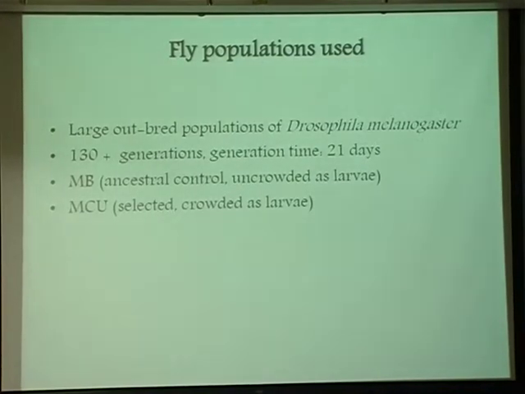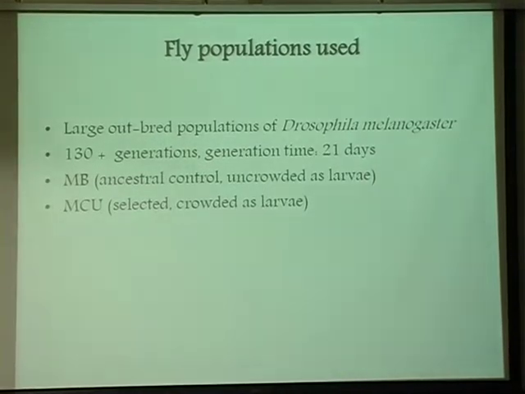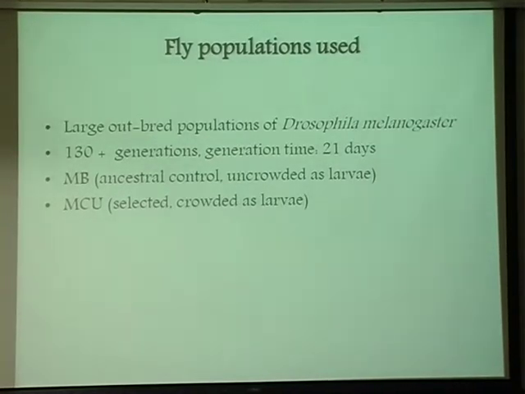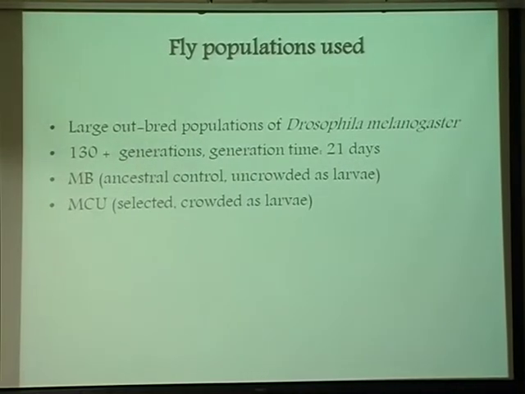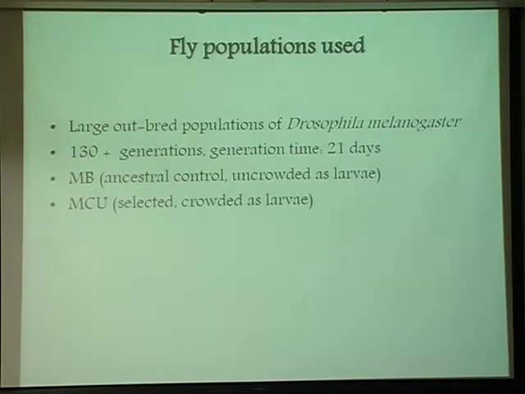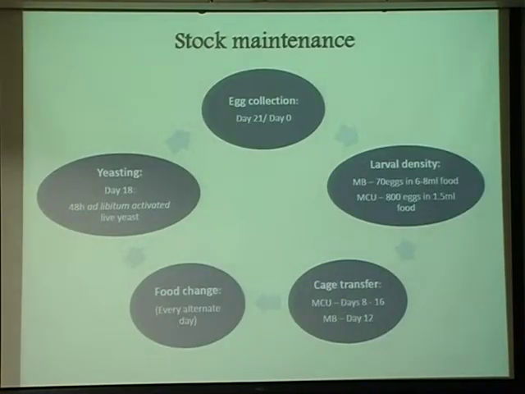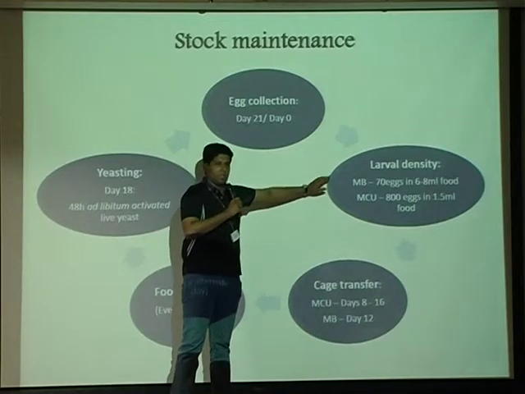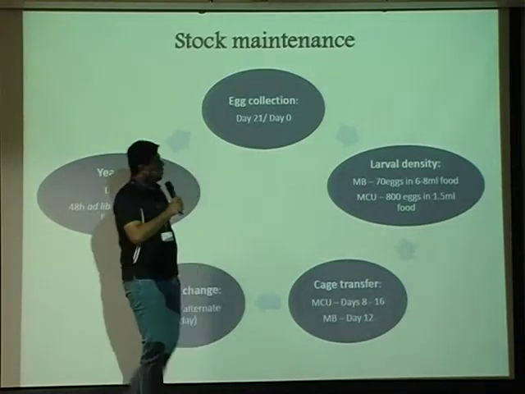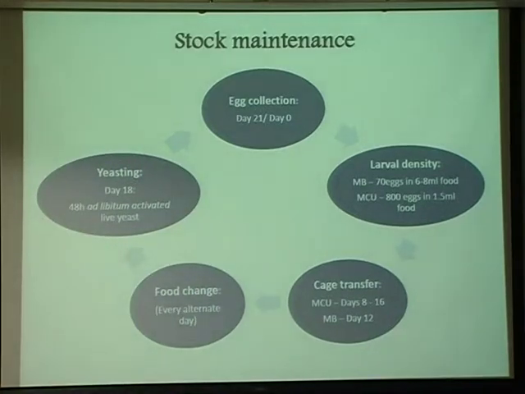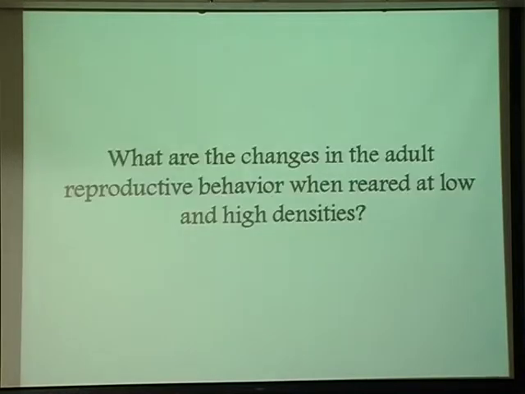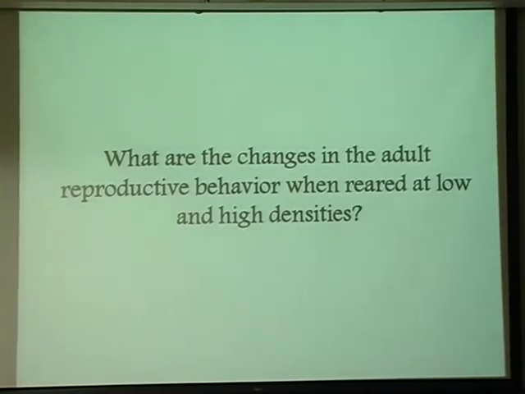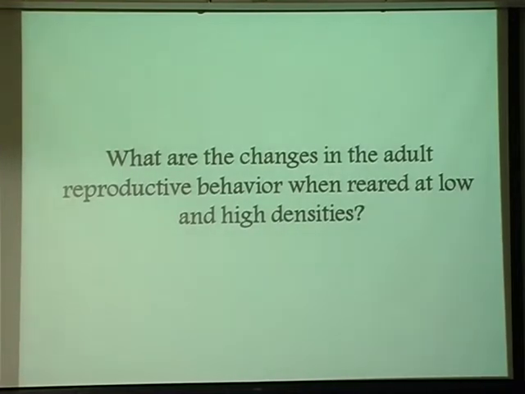So these populations are large, outbred, and they're about 130 plus generations old. The ancestral populations are called MBs, and the selected populations are called MCUs. The MCUs are crowded as larvae, and they differ only in the larval density that they are maintained at. MBs are reared at 70 larvae in 6 ml of food, whereas MCUs are reared at 800 larvae in about 1.5 ml of food. So keeping the Y model of resource allocation in mind, we asked this question: what changes occur in the reproductive behavior when we rear the flies at different densities?